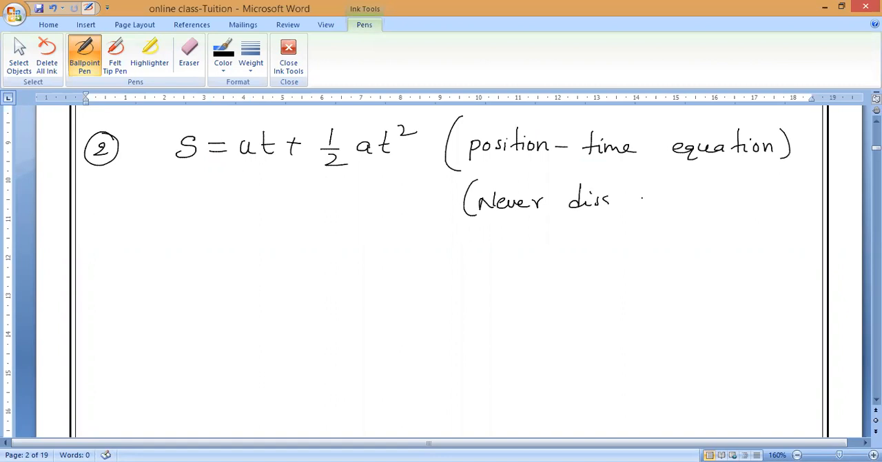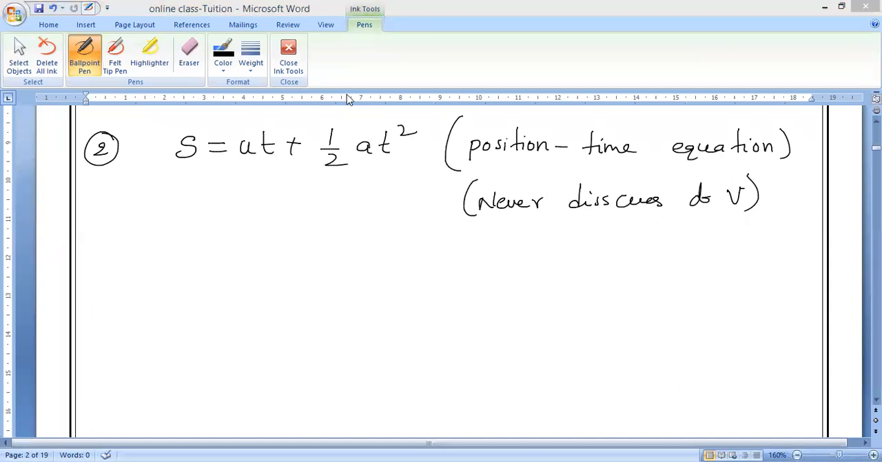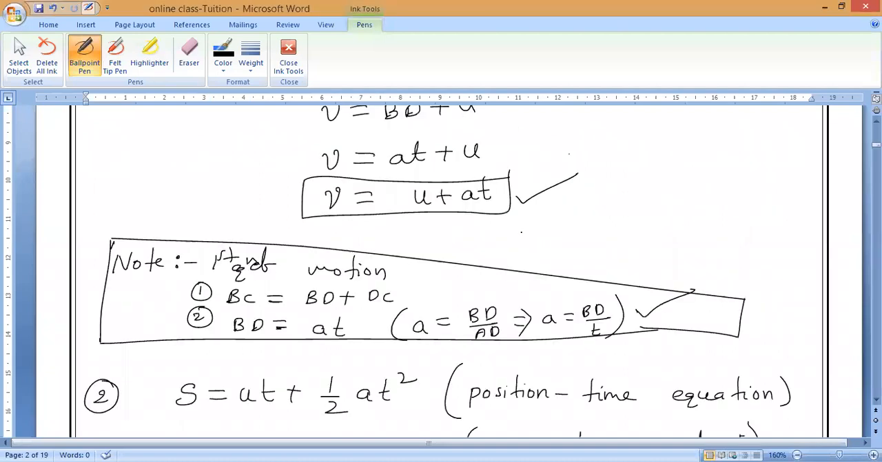Never discuss final velocity. That is how to remember it. So in the given data, whenever they say no final velocity, with time given and initial velocity is 0, then automatically we have to use this equation. Yes or no? Yes, sir. So now let us go back to that.